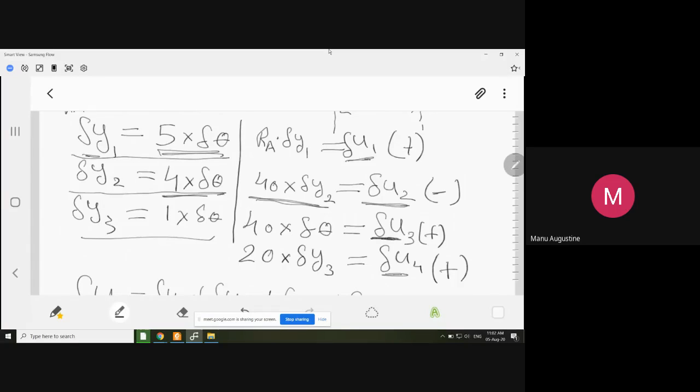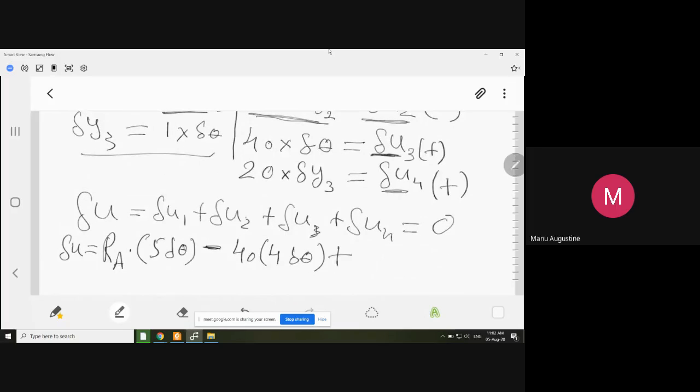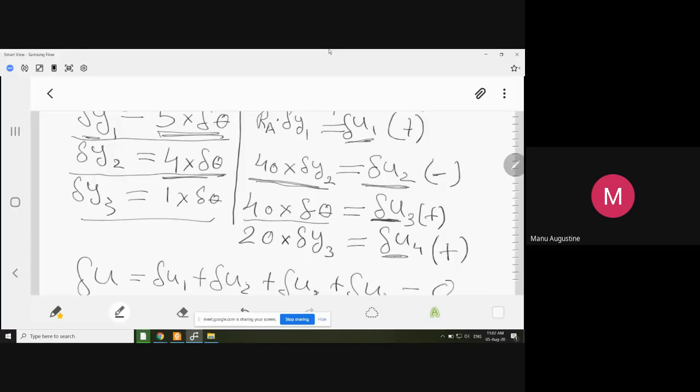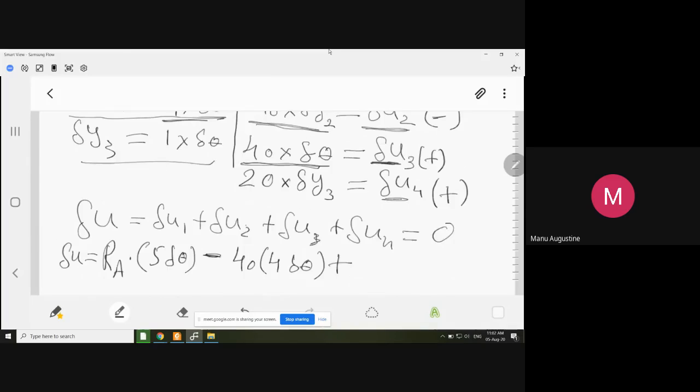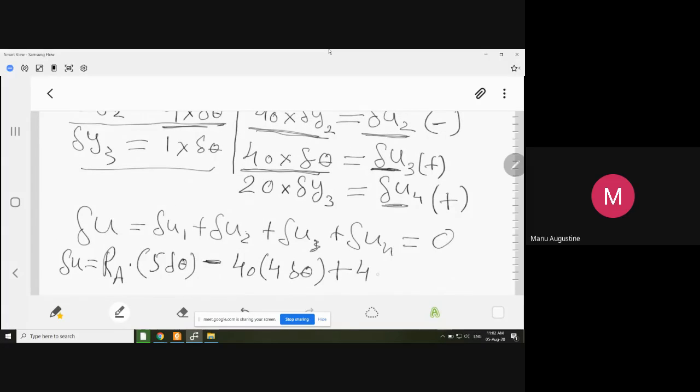प्लस डेल्टा यू थ्री. तो प्लस साइन लगा दो. डेल्टा यू थ्री कितना है, 40 इंटू डेल्टा थीटा. इसमें तो कहीं कोई रिलेशन है नहीं, डायरेक्ट डेल्टा थीटा आ गया. तो दिस इज 40 डेल्टा थीटा. अब आपको चाहिए डेल्टा यू फोर. डेल्टा यू फोर इज ऑल्सो पॉजिटिव. सो प्लस 20 इंटू डेल्टा वाई थ्री. 20 इंटू डेल्टा वाई थ्री इज 1 इंटू डेल्टा थीटा. एंड दिस ऑल मस्ट बी इक्वल टू जीरो.